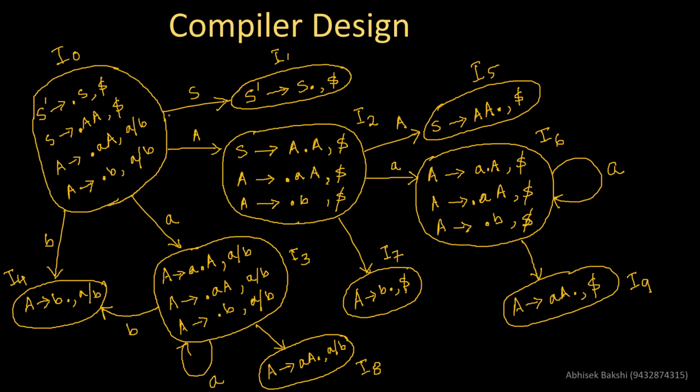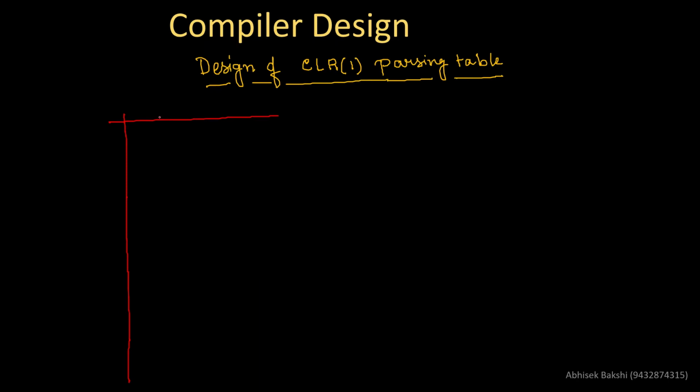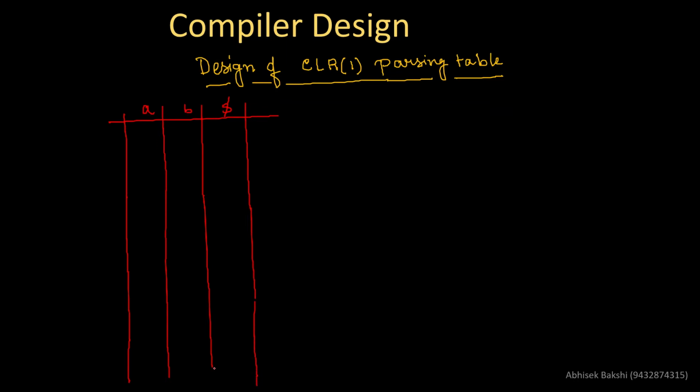Definitely the terminals that are present over here are small a, small b, and dollar. And after dollar, whatever is present will be the part of the go to. That already I hope you are habituated to see. So I have A and S as the variables here, so I will have only an S here. So 1, 2, 3, 4, 5, 6, 7, 8, and 9. Total 9 rows I require.